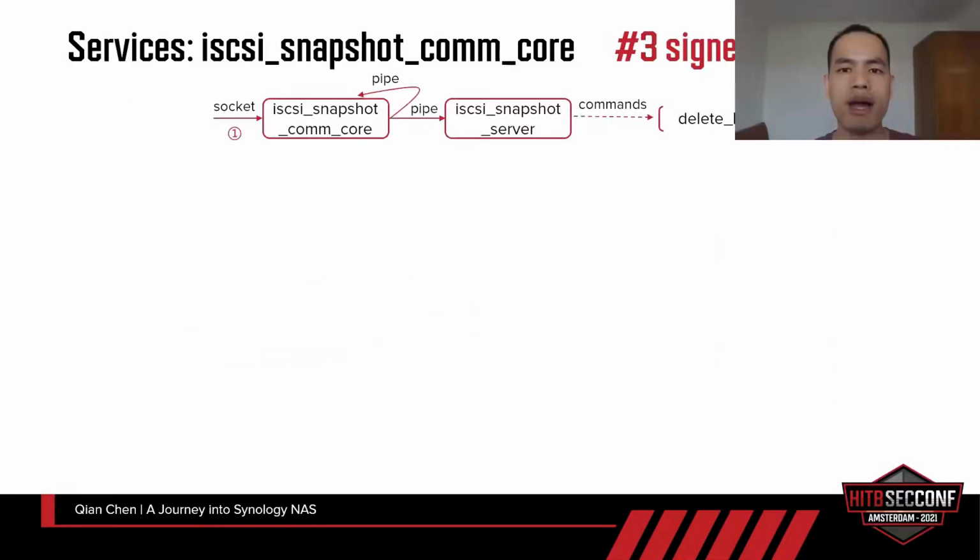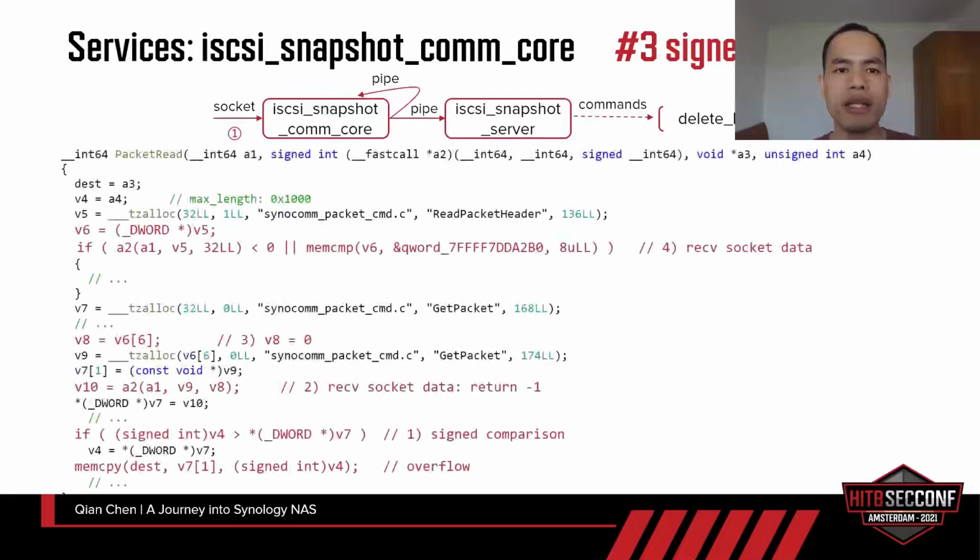In stage 1, the following code snippet is responsible for reading packets from the socket. As we can see, before the memory copy function, there is a signed integer comparison, and the v4 variable is passed to the memory copy function as the size parameter. If the variable v7 is a negative number, then the size of data to be copied will be very big, thus causing an invalid memory access exception.